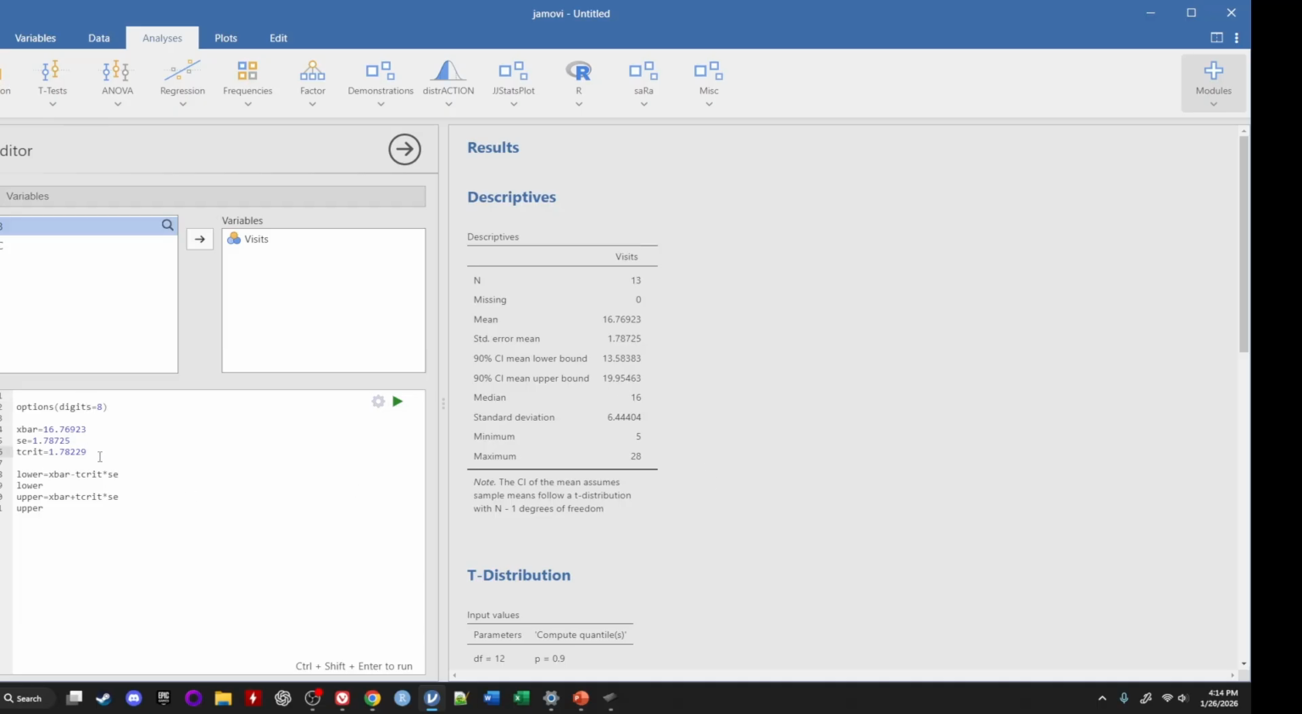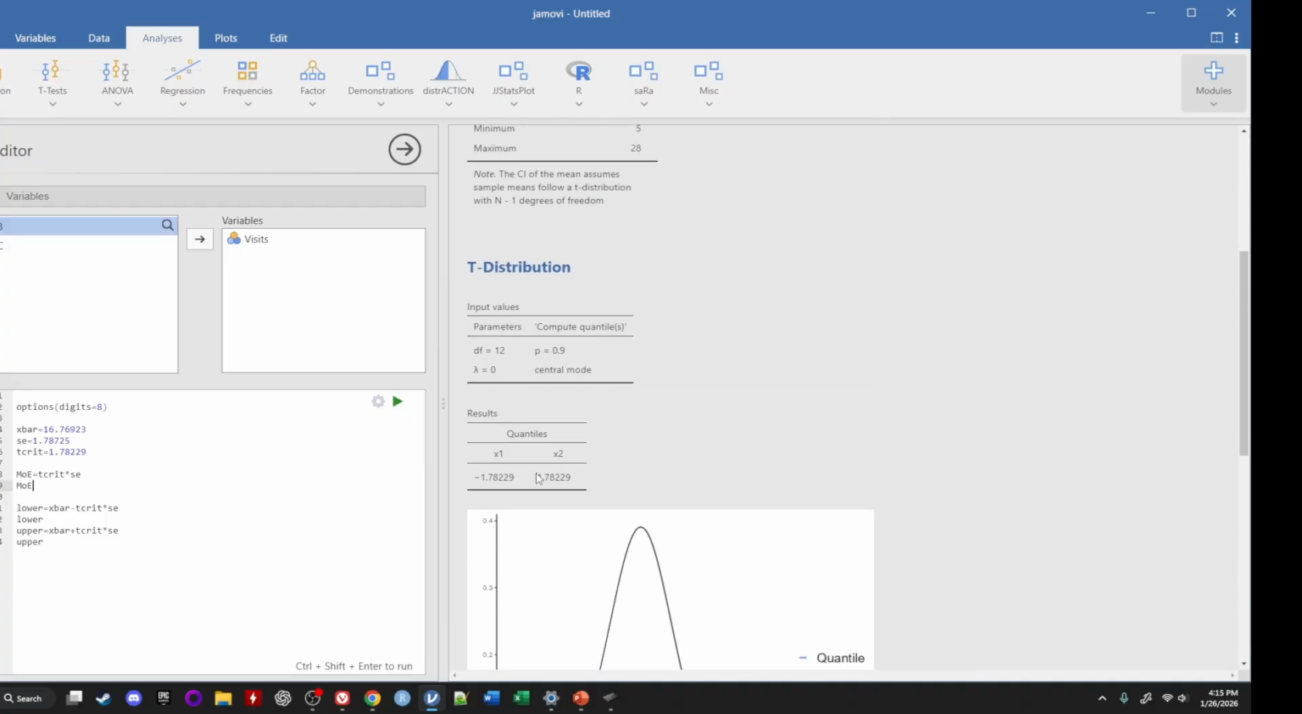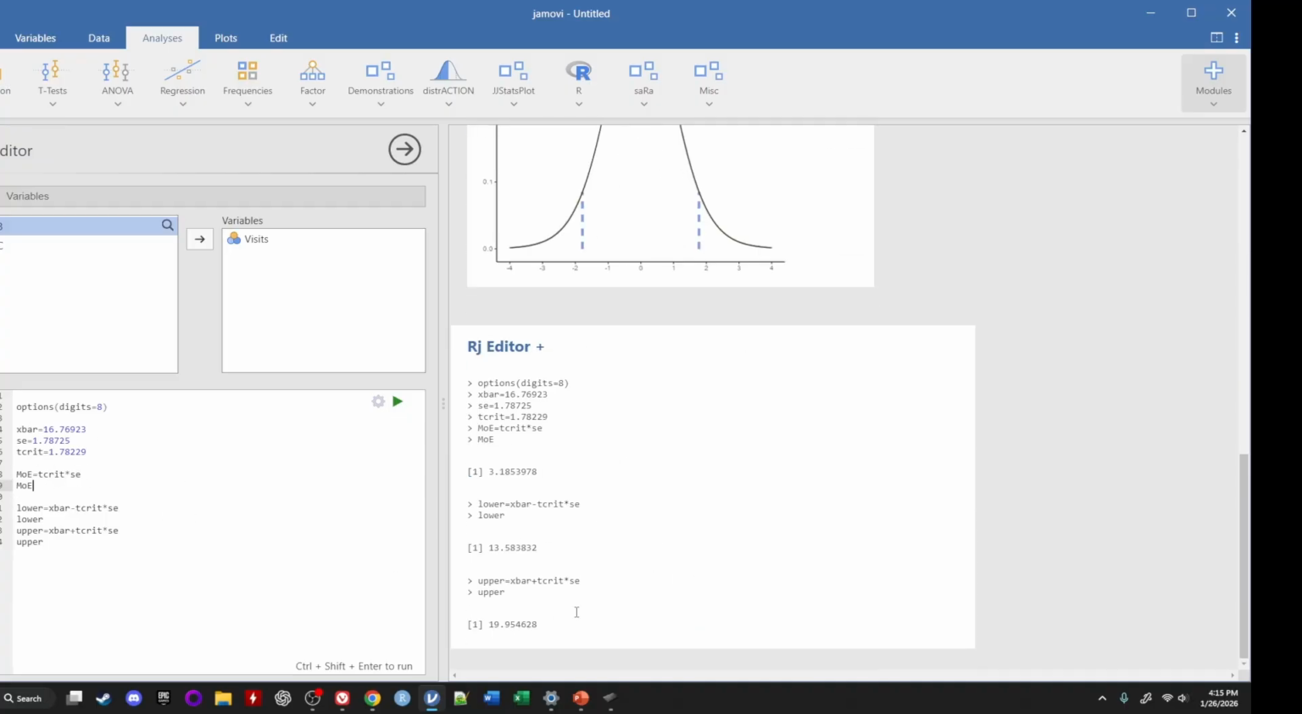Okay, the one calculation that we didn't talk about that we had talked about previously is the margin of error. And all the margin of error is equal to is that T crit times the standard error. And so your margin of error, if you want to see it, we can run that again, is 3.185. So we're taking our X bar, which was 16.8, and doing plus or minus our margin of error, which we saw as equal to 3.185. So that's how you walk through and do this inside of Jamovi.